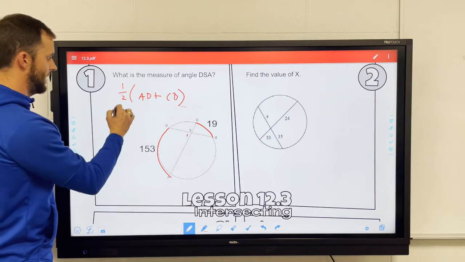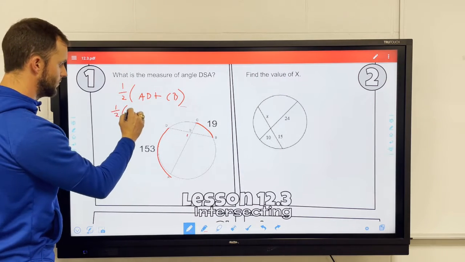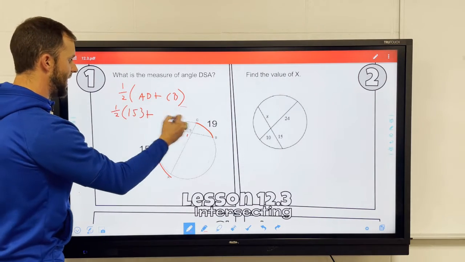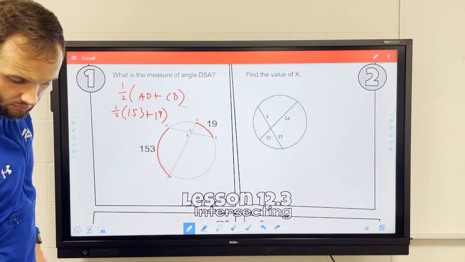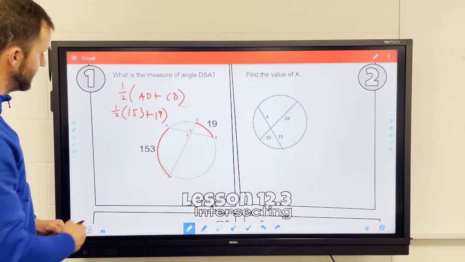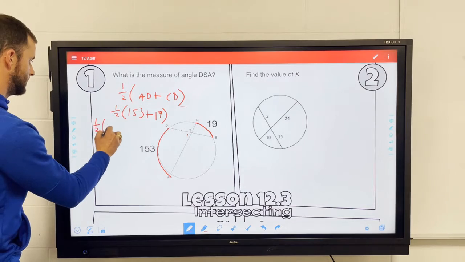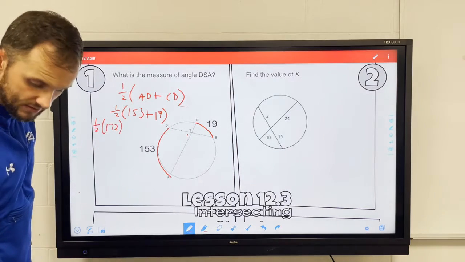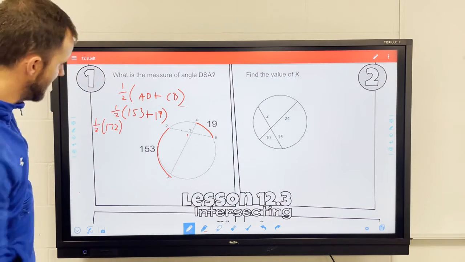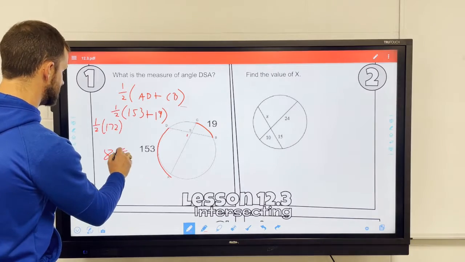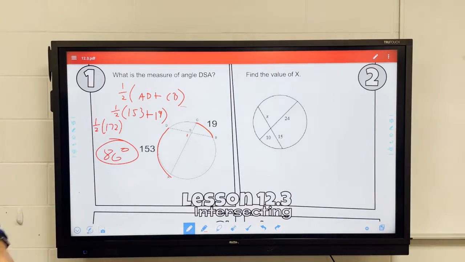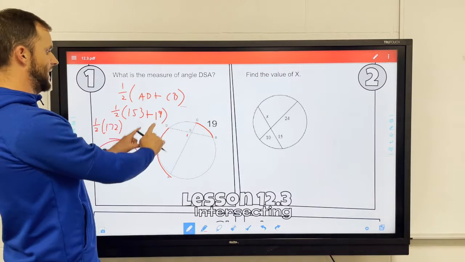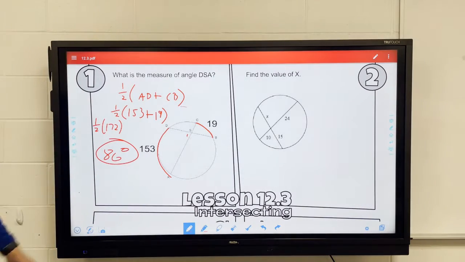Okay. So right now I know AD here is going to be 153, and I'm adding 19 to that, and I'm going to take half of that. So 153 plus 19 is going to give me 172. And then all I have to do is take half of that. So half of that is going to end up giving me 86 degrees. So that means angle DSA is going to be 86 degrees. Again, take those two intercepted arcs, add them together, and take half of it, and that's going to end up giving me my angle.